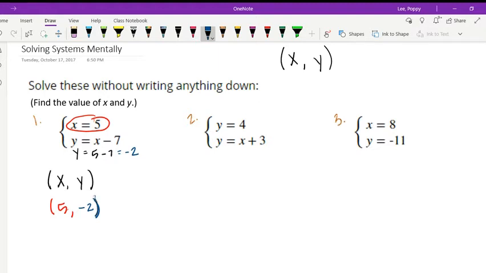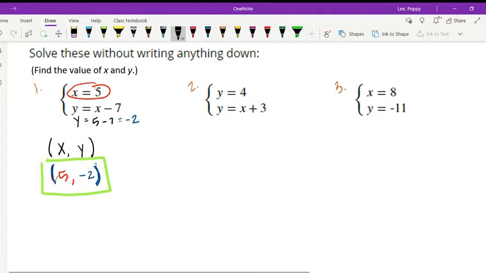So then we would write our answer just like this, 5 comma -2, because you put your x value first and then you put your y value there. There you go. You just solved a system without graphing it, just by using basically mental math and a little bit of substitution. So on number 2, why don't you go ahead and give that a try? Go ahead and pause the video, go for it.